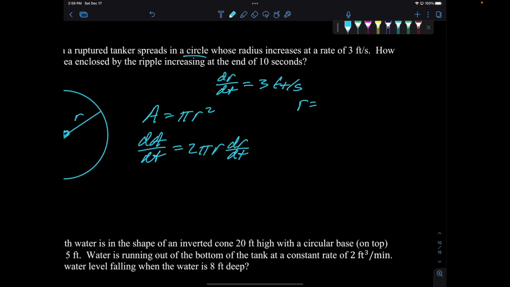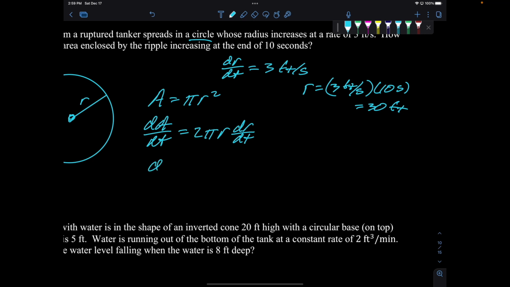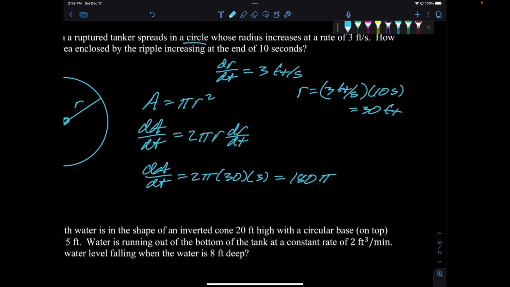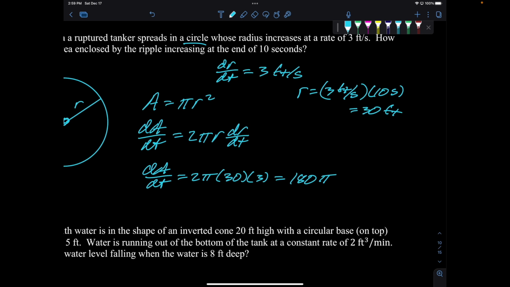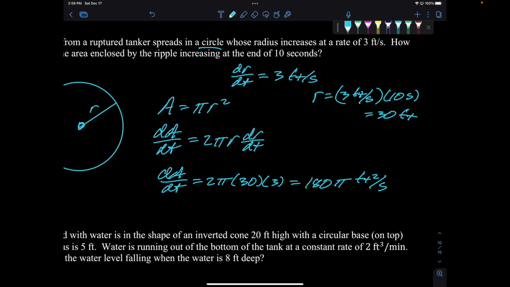So r will be 3 feet per second times 10 seconds is 30, and that's in feet, not that it really matters. Okay, so dA/dt, let's just plug in. dA/dt is going to be 2π times, well, technically times 30, and then times 3, so that's 90 times 2 is 180π. And then we're talking about the rate of change of area, and our units are feet and seconds, so area will be feet squared per second. There we go, not bad.